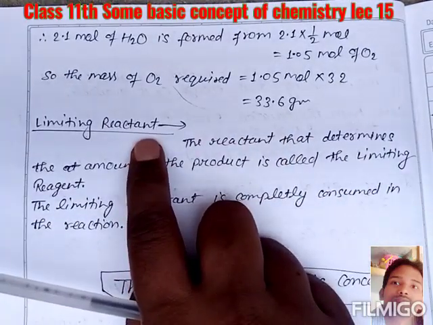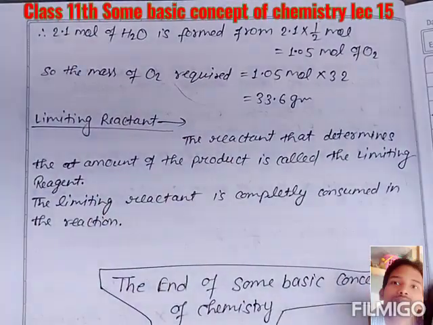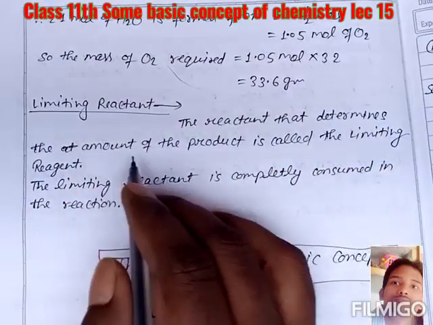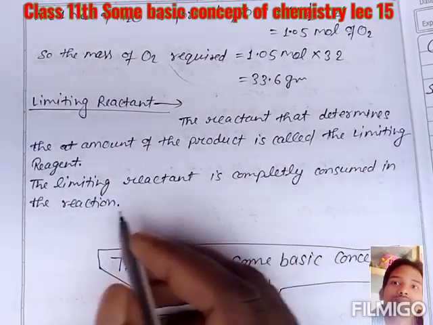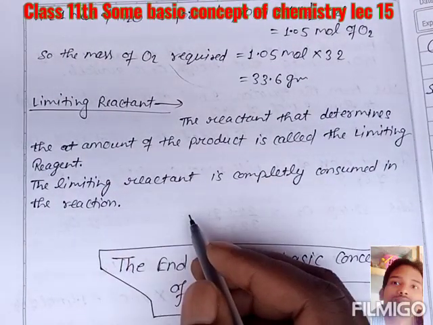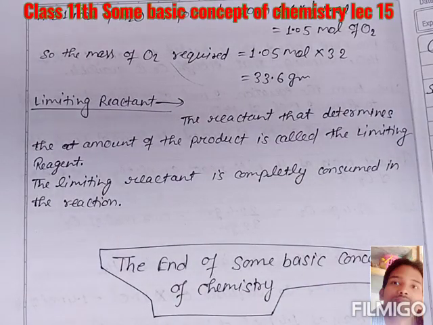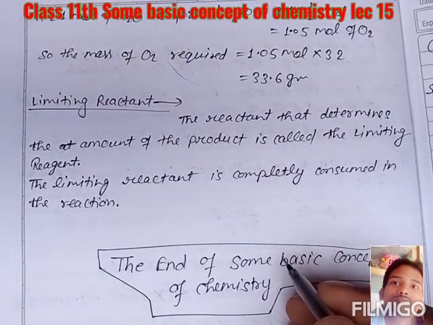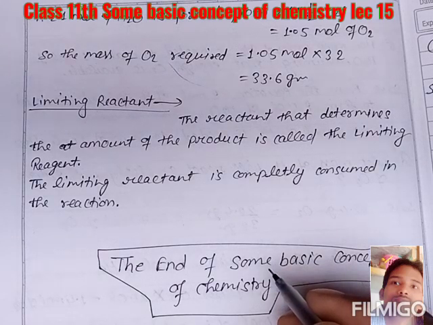Now the last topic is the limiting reagent. This is very important. The reactant that determines the amount of the product is called the limiting reagent. The limiting reactant is completely consumed in the reaction. That means in a given chemical reaction, the reactant having the minimum amount decides the product, and it is called the limiting reagent or limiting reactant.